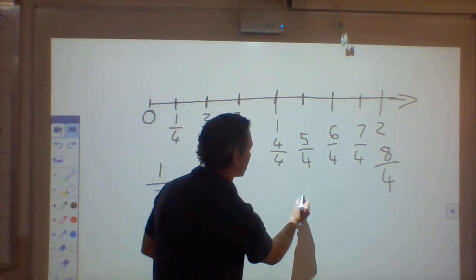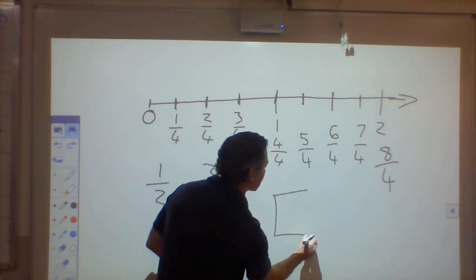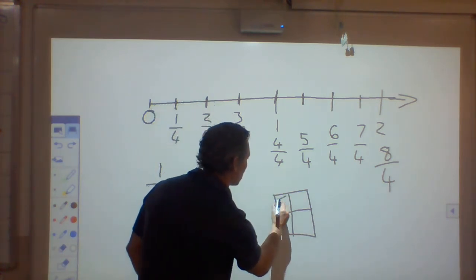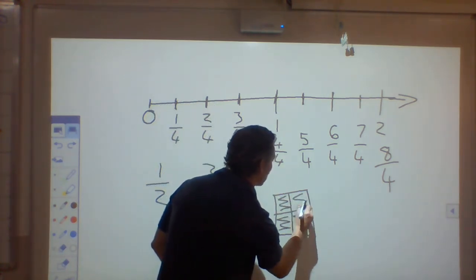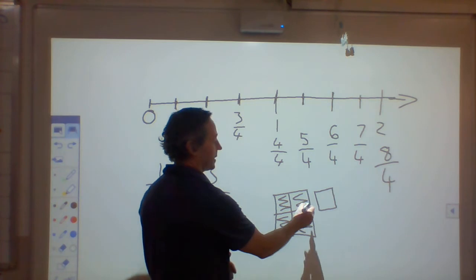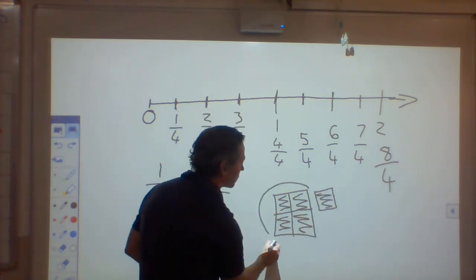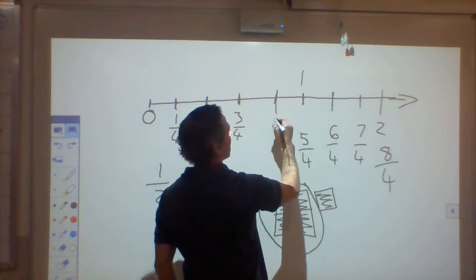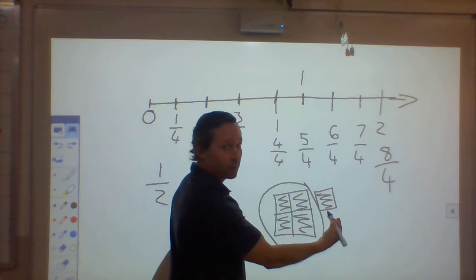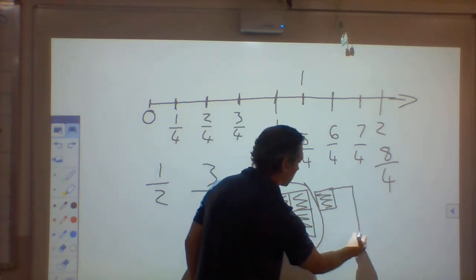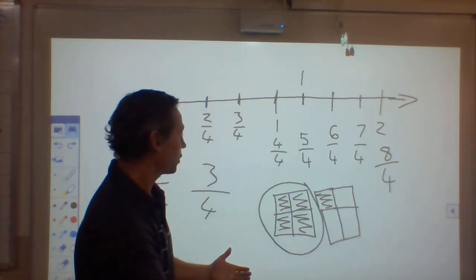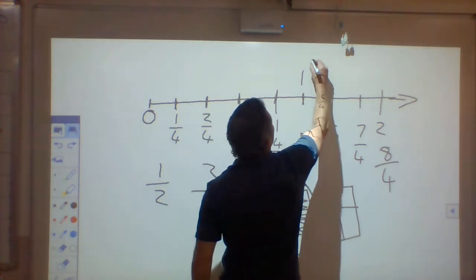I can think of it a bit like having my pizza. My pizza holds four slices. One, two, three, four. In this case, I've got an extra slice hanging over. So here's my extra slice. So I've got one whole and one piece left out of four. I actually filled my pizza box. The pizza box holds four, but there's only one in there. One and one fourth.